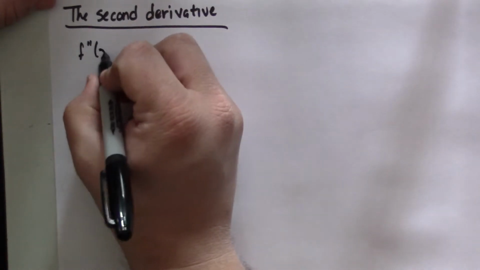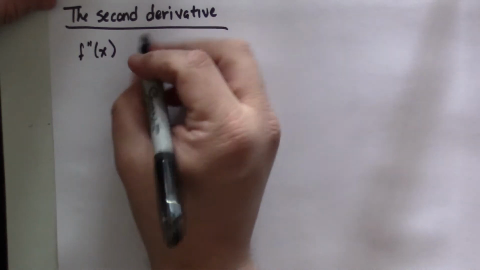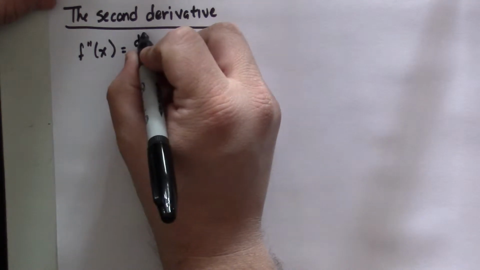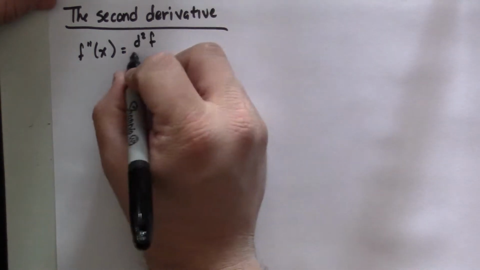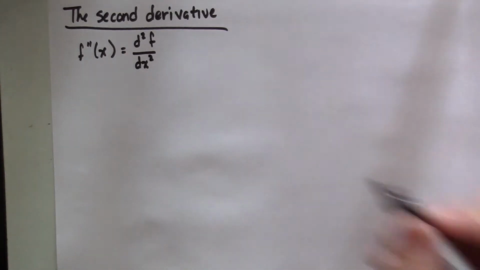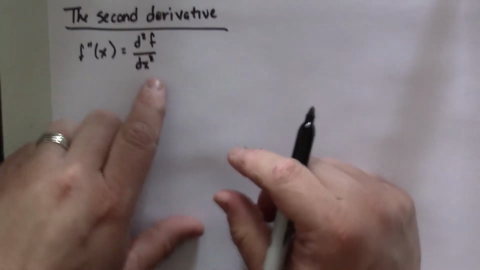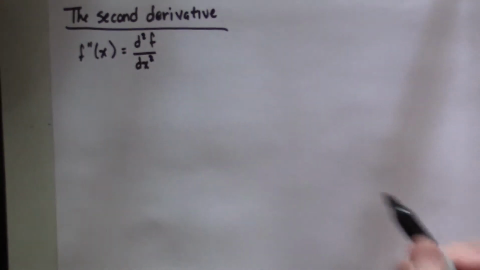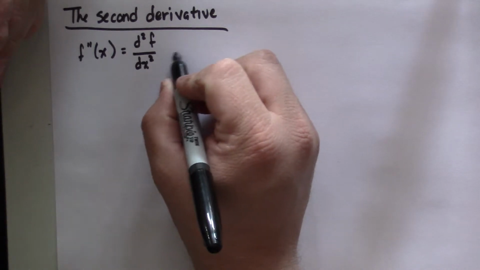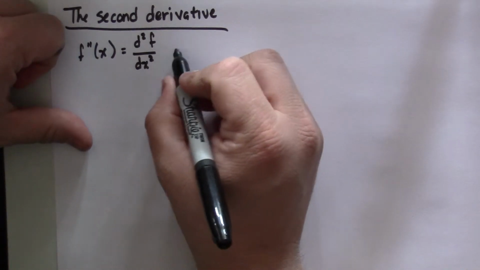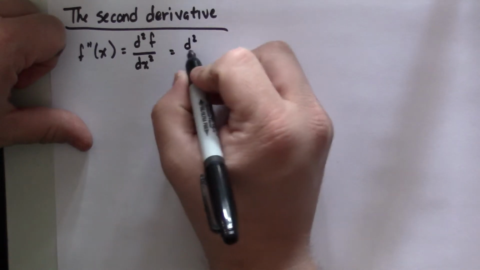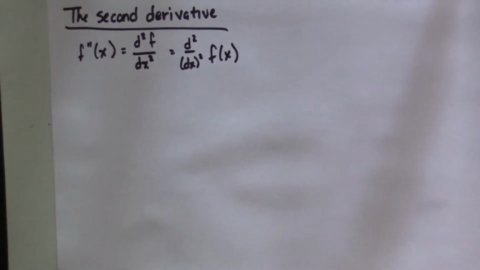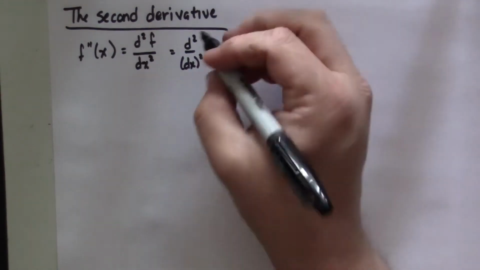oftentimes the second derivative is denoted as f double prime of x. Notice that the first derivative is just f prime of x. I can also write that as d squared f over dx squared, and it's going to drive you nuts for the rest of your life that the squared is on the x in the bottom, but it's on the d at the top. What I'm really saying here is that this is really d squared over dx squared of f of x if we go to that operator notation. That is the same thing.